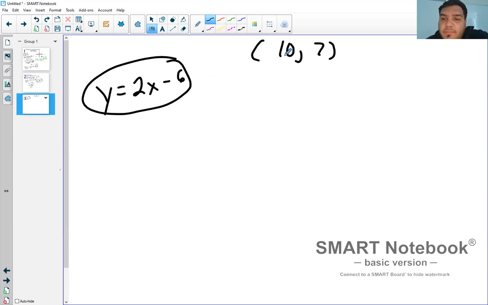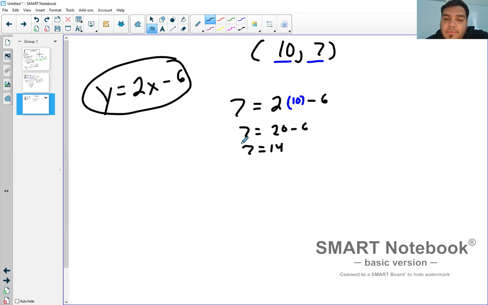How you test that is simply plug it in and check if it's true. So I'm going to take the 10 and 7 and plug it in for x, y and see if this statement is true. 7 equals 2x minus 6, but I actually know what x is, so I should have written 10. 7 equals 20 minus 6, 7 equals 14. Nope, that is not true. So this is no, not on the line, false, however you want to describe it.